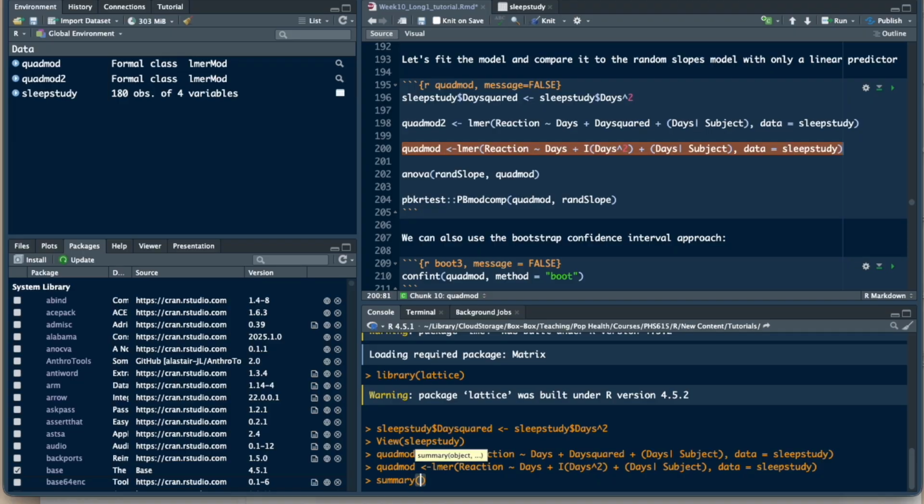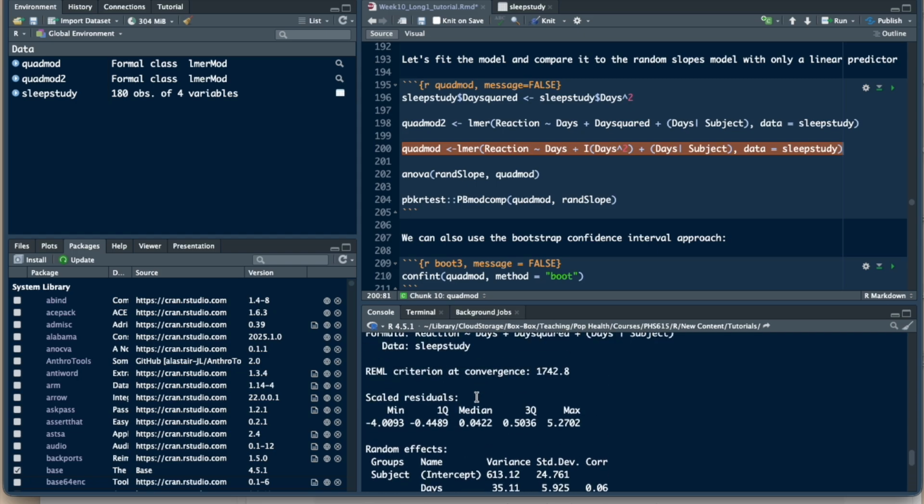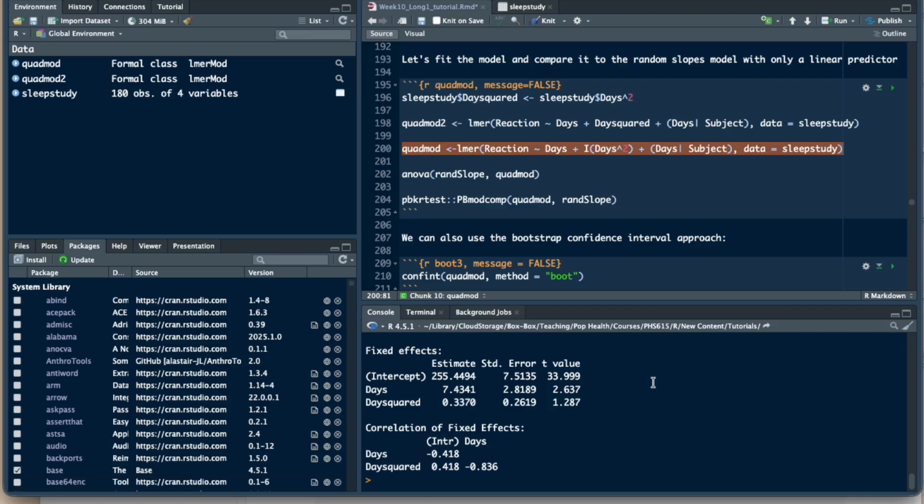So summary mod, days squared. Same thing, right? Because indeed the same numbers are going into it. We can compare this to our random slope model, which would be a fixed effects test. Now, most people don't recommend you use ANOVA at all for this, but we're going to do it. So I'll just do it down here.